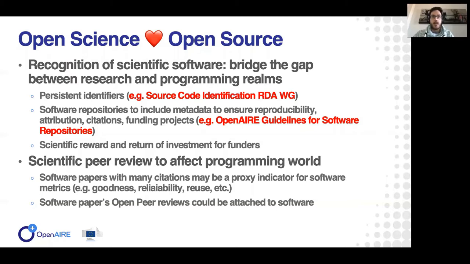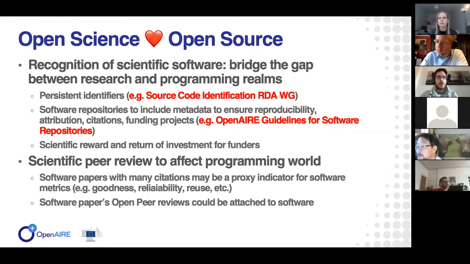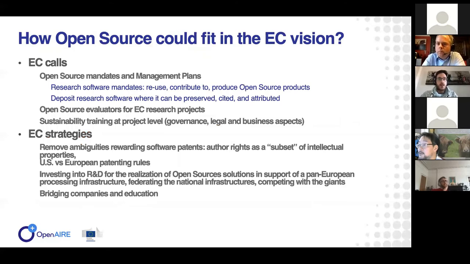And the next step would be to unleash the fury of peer review on software and on research software, which means that some indicators could be proxies for software metrics, so goodness, reliability, reuse, and so on. As well as open peer reviews. There have been quite a few experiments in big conferences about open reviews. They could be attached to the software and give even more track record to it.